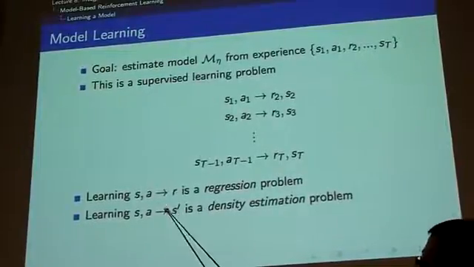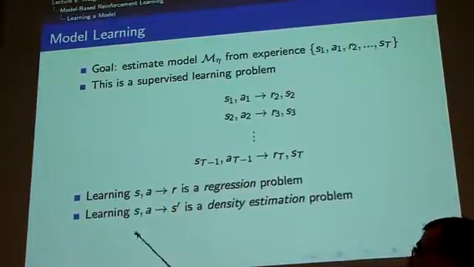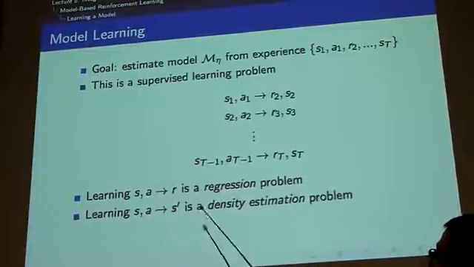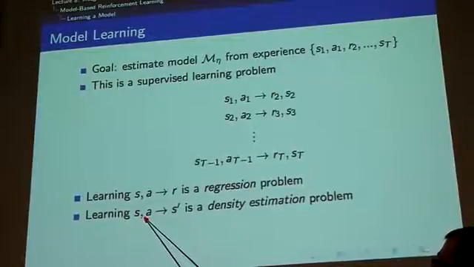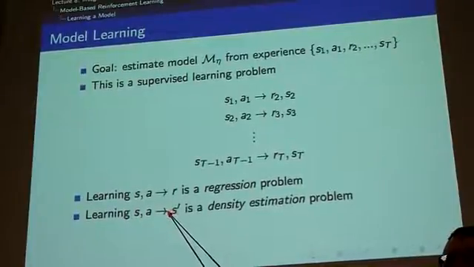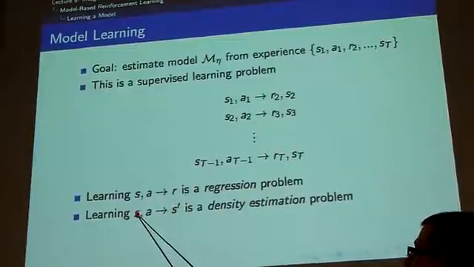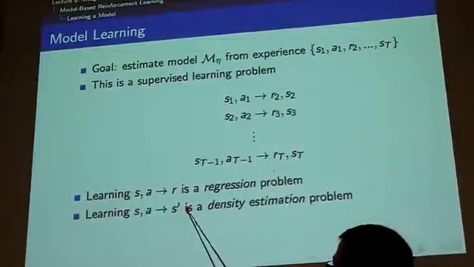In general, our transition dynamics are going to be stochastic. If they're deterministic, it's also a regression problem. But in general, they'll be stochastic, and so we've got a density estimation problem. I want to know if I start in state S and I take action A, which states will I end up in? What's the probability distribution over next states, given I started in state S and took action A? So it's a supervised learning problem. We're trying to figure out the next reward and the next state.